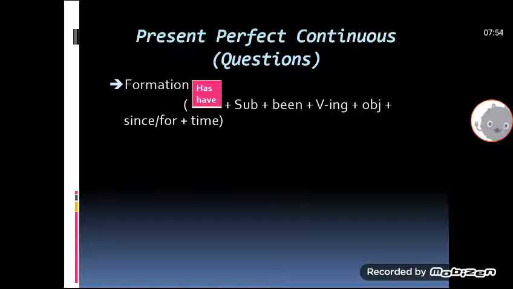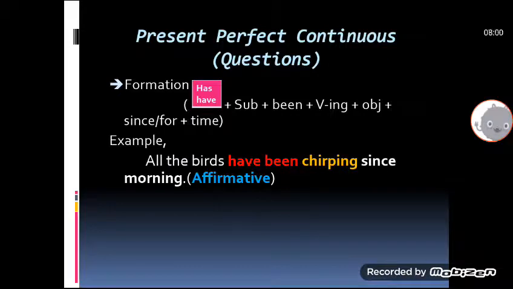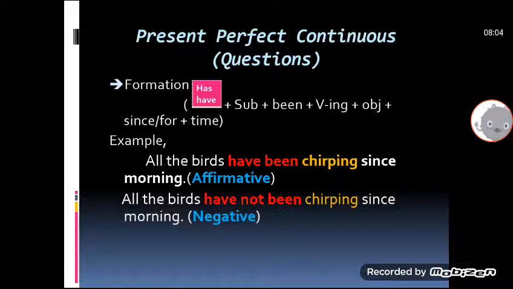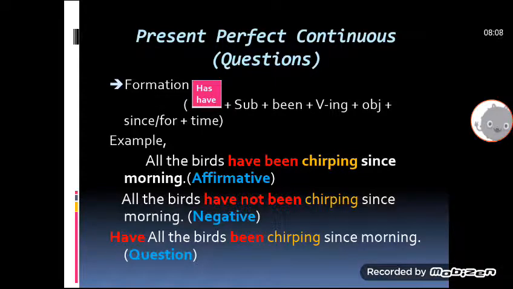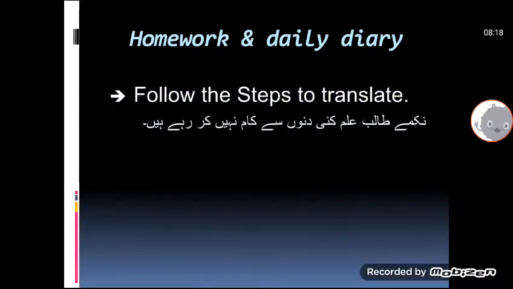Clear? Has been जो helping verb है उसको divide कर दें 2 हिस्सों में. Clear? Like this. Look at this. All the birds have been chirping since morning. Affirmative. All the birds have not been chirping since morning. Negative. Have all the birds been chirping since morning? Question. Clear? Interrogative. Okay. Next is your homework and daily diary.